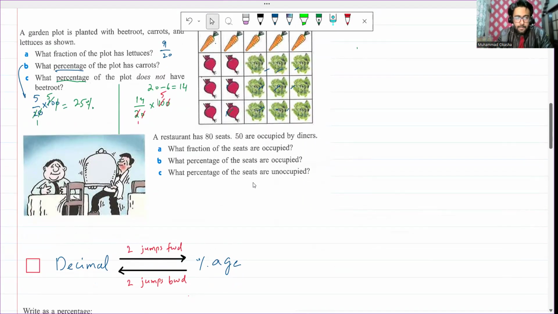Okay, next. A restaurant has 80 seats. 50 are occupied by diners.